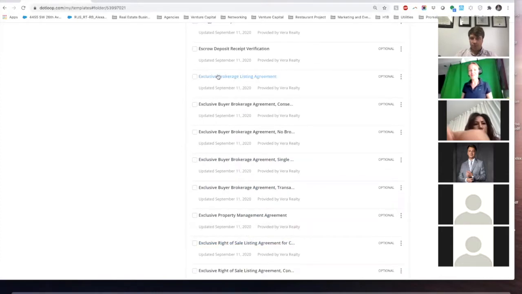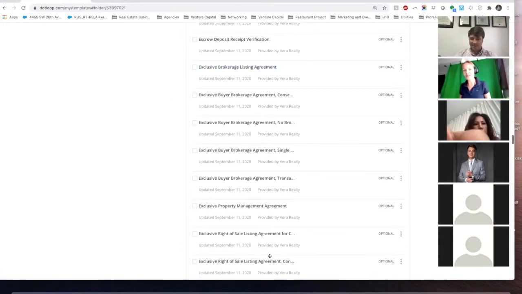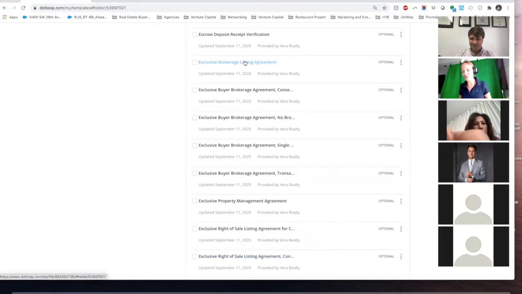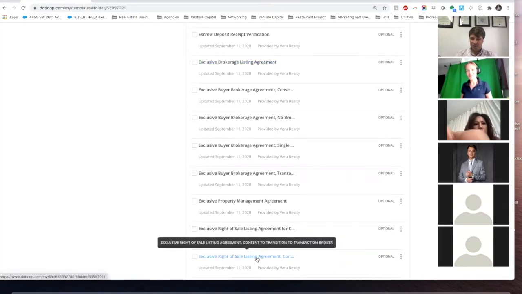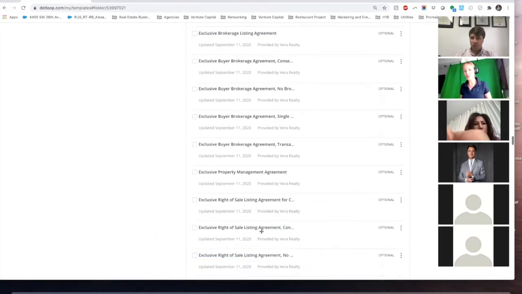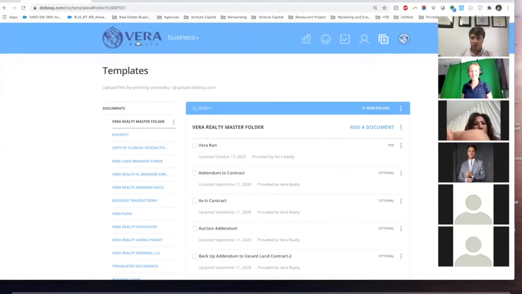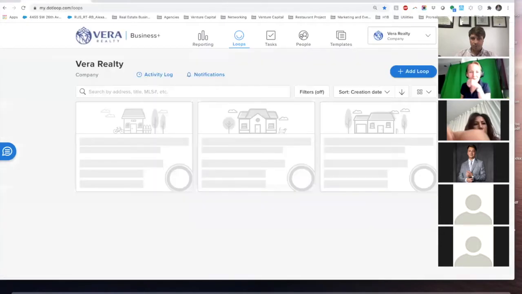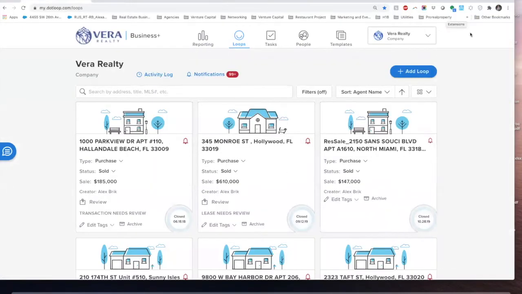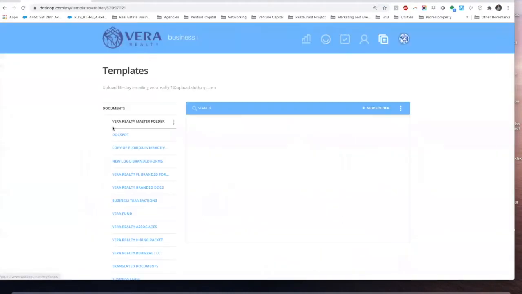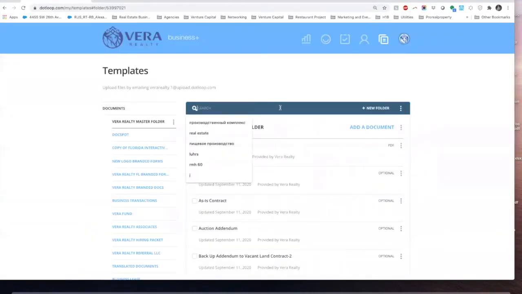So what's the difference between these two? Does anybody remember from school? Exclusive brokerage listing and exclusive right of sale, and there are a few exclusive rights. And where I'm looking at now, where can I find them? So I'm just in that loop. We go to templates, and then master folder, and then over here you type exclusive.